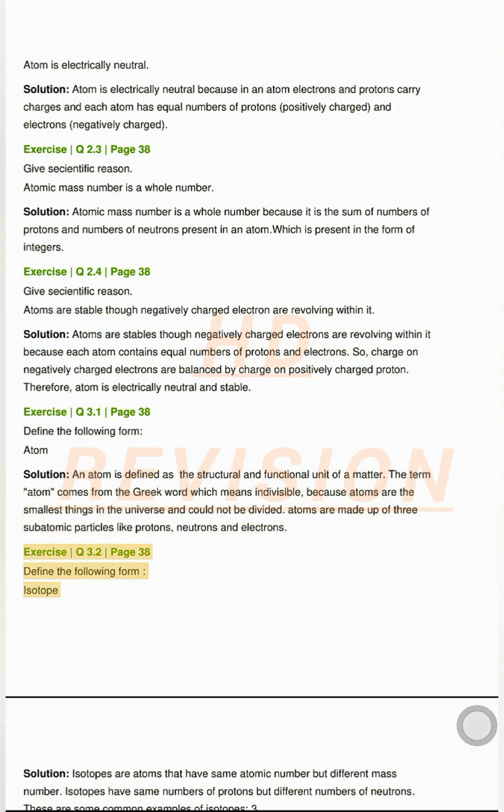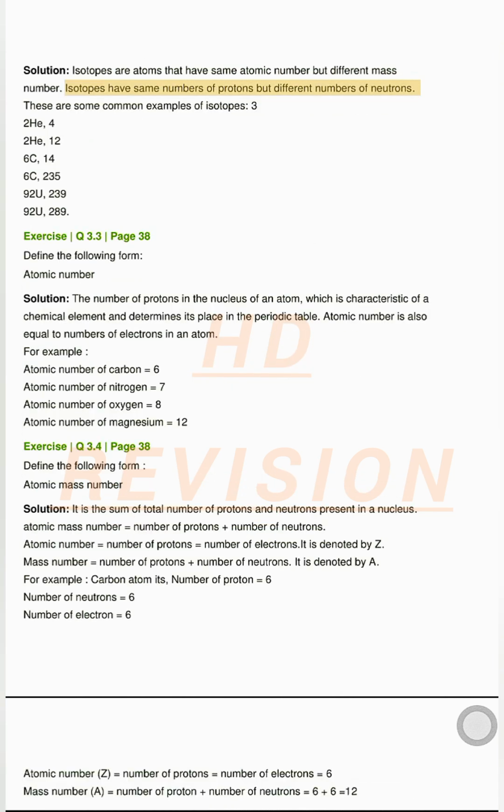Exercise Q 3.2, page 38: Define the following term. Isotope. Solution: Isotopes are atoms that have the same atomic number but different mass number. Isotopes have the same number of protons but different numbers of neutrons. These are some common examples of isotopes: 3,2He, 4,2He, 12,6C, 14,6C, 235,92U, 239,92U.